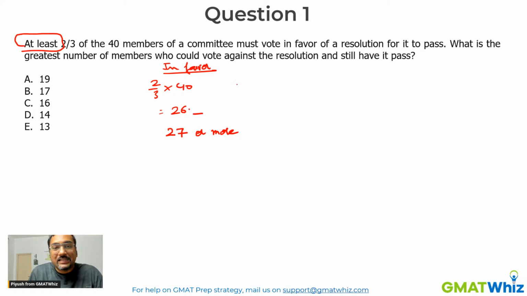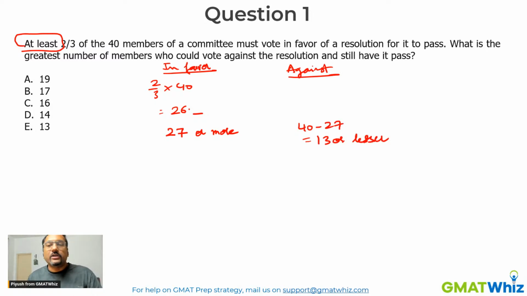What that means is that the number of people voting against the resolution is going to be 40 minus 27, which is 13 or lesser. Because the maximum number that can go against is 13; it can't be more than that, because in favor has to be at least 27.